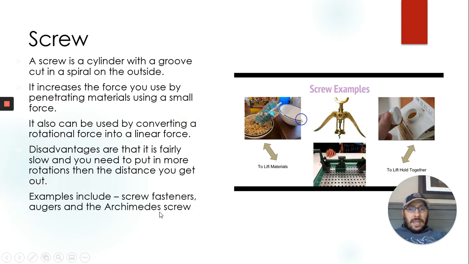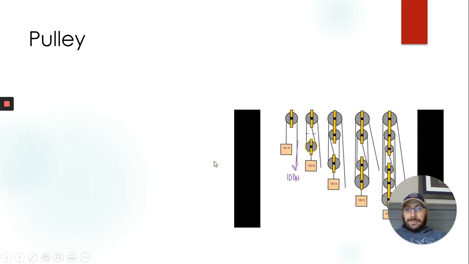So examples include the screw fasteners, augers. If you've ever drilled a hole in the ice for ice fishing, or maybe drilled a hole into the ground to put a post hole, those are called augers. And then the Archimedes screw. And then right here we have a corkscrew. We've got caps for orange juice. Looks like some sort of vise down here. And then I showed you the Cheerios Archimedes screw.